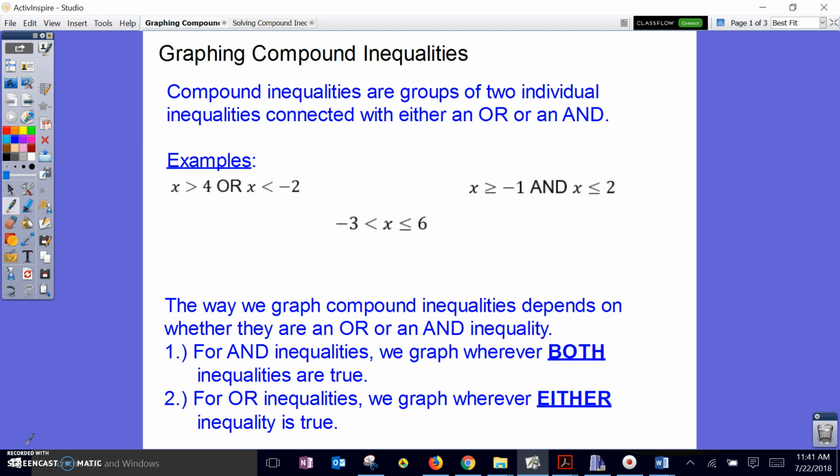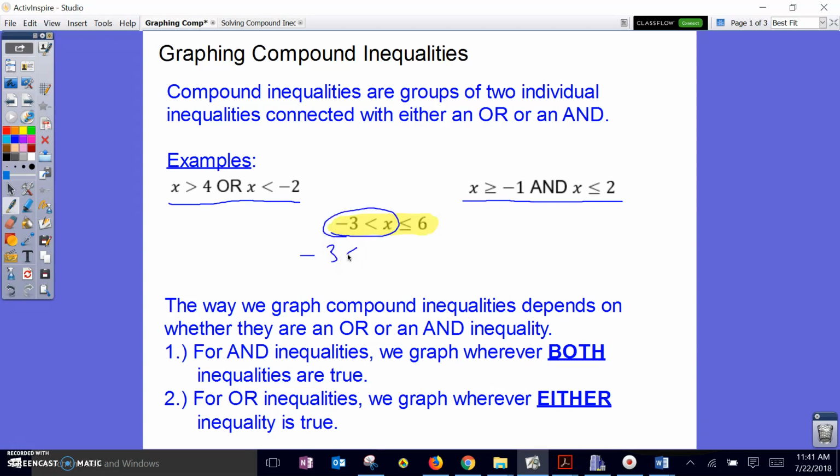We've got x is greater than 4 or x is less than negative 2. That's an "or" inequality. And we see x is greater than or equal to negative 1 and x is less than or equal to 2. That's an "and" inequality. And then we see this third one, what I frequently call a string inequality, where we've got our variable x and we actually have two inequality symbols. Anytime you see one like this, it is an "and" inequality.